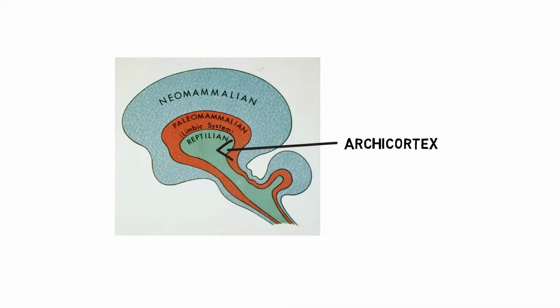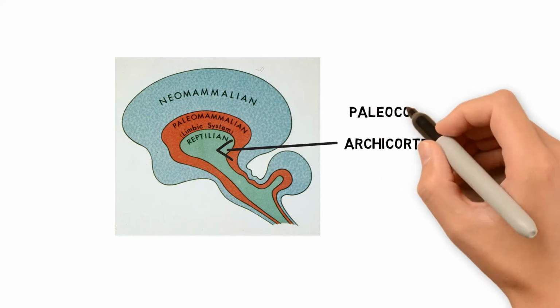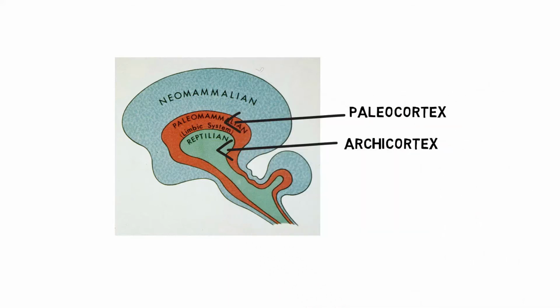The next layer is the intermediate layer of 3 and sometimes 4 layers of cells. This is known as the limbic system, or the paleocortex, or the old mammalian brain. The final layer is the newest layer to evolve, and is made up of the 6-layer tissue of the neocortex, or the new mammalian brain.